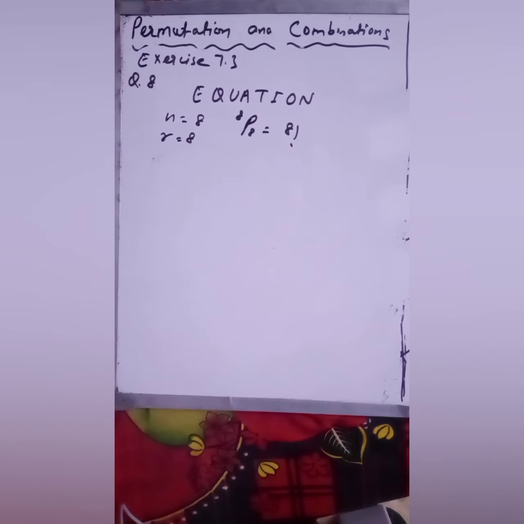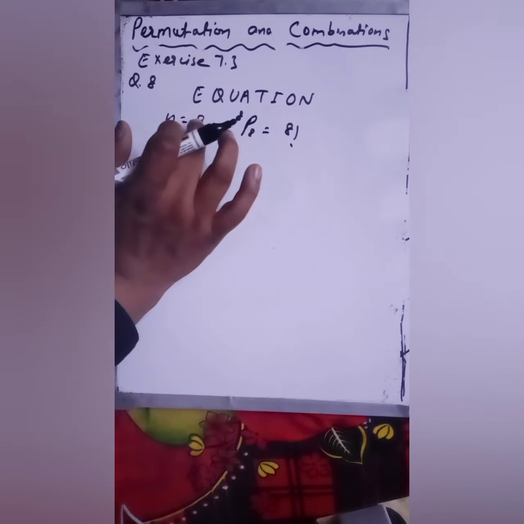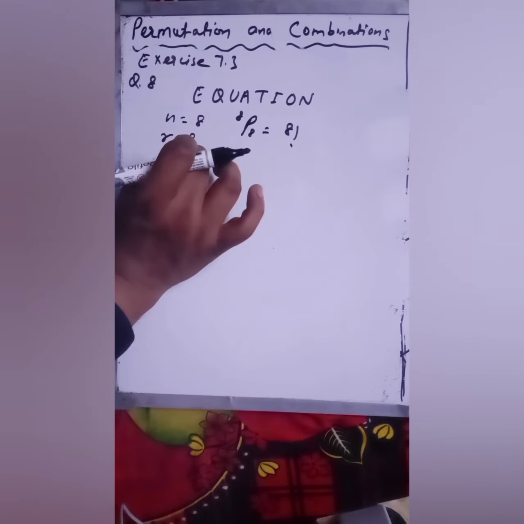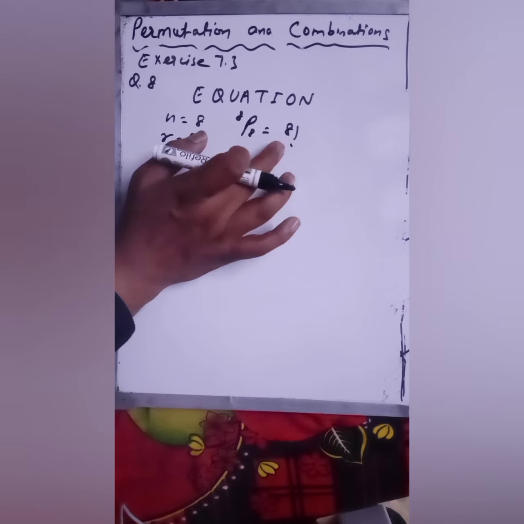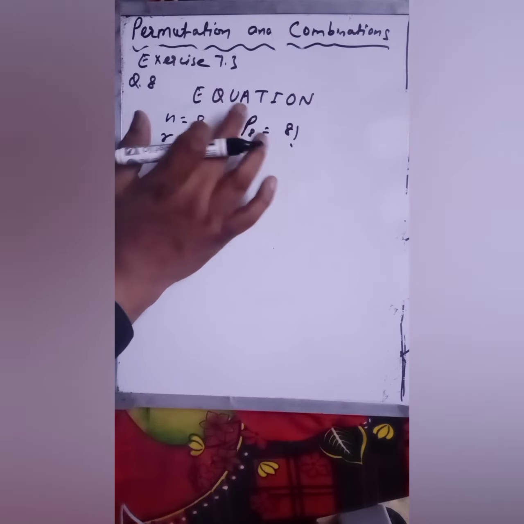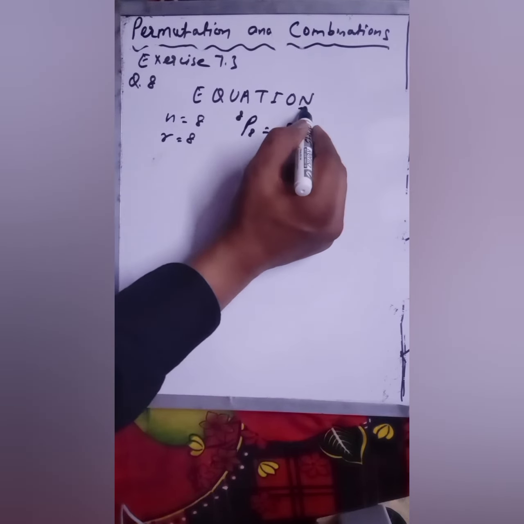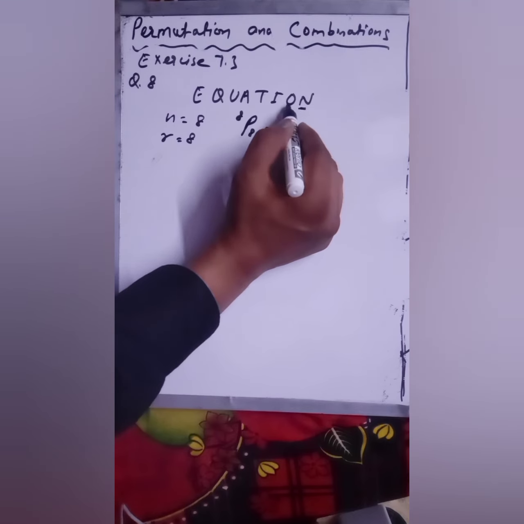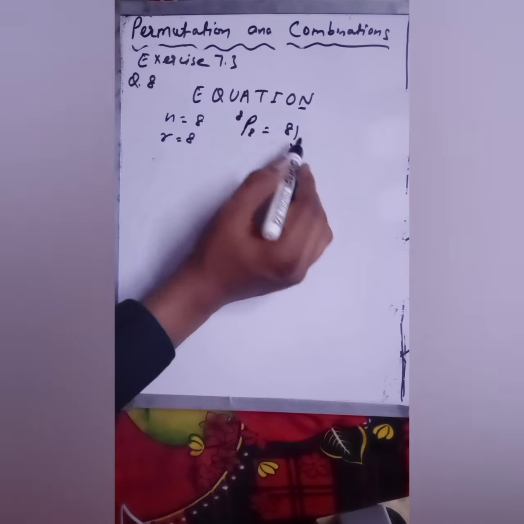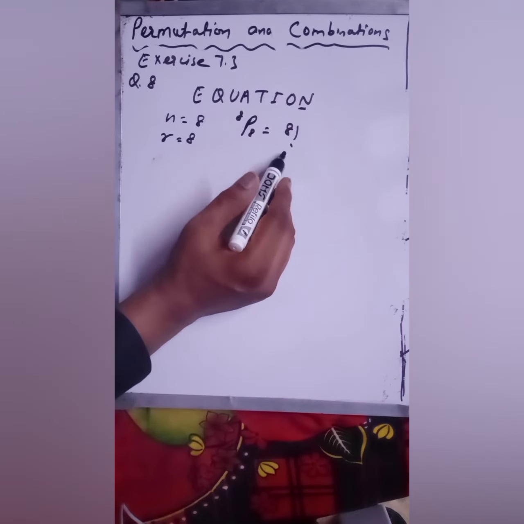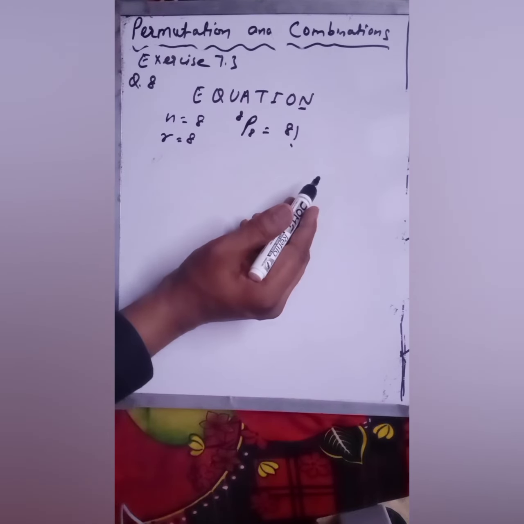Because all the letters are different, and you have to fill all 8 places, that's why your r is 8. So apply permutation directly and you will get this answer. Or you can solve it by filling the places: you need 8 choices to fill this one, then 7, 6, 5, 4, 3, 2, 1, and multiply all of them. You will get 8 factorial also. So you can solve in that way too.